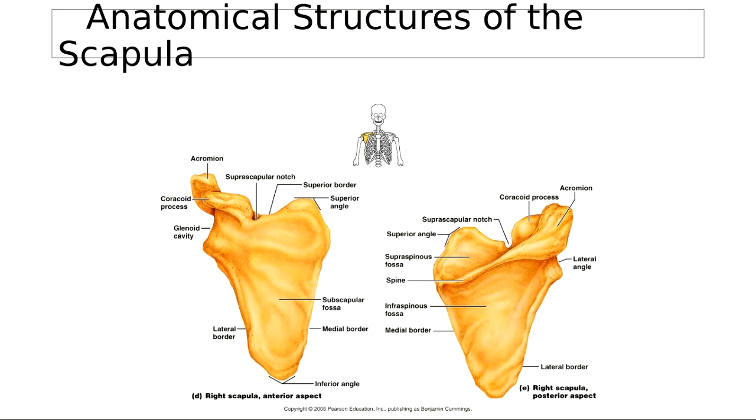On your sheet, don't worry about number 1, the body. The body is just the main portion, okay? So we look at some words. The first one is the spine, and you can see that the spine raises up off the back of this scapula. It's this portion right here. This is the spine. And at the end of the spine, this swollen structure here is called the acromion process. Okay, the acromion process.